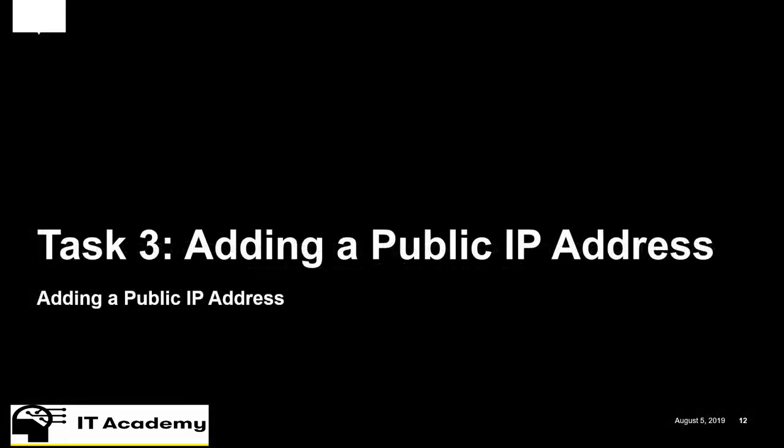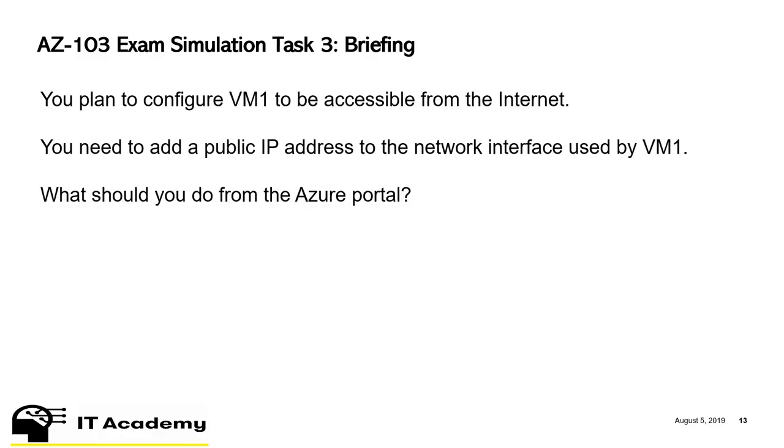Let's now take a look at a typical lab exercise briefing to do with networking. So for this task, the briefing that's been provided is that we need to configure an existing virtual machine called VM1 to be accessible from the internet. To do that, we're going to need to add a public IP address to the network interface that's used by VM1. What should we do from the Azure portal?